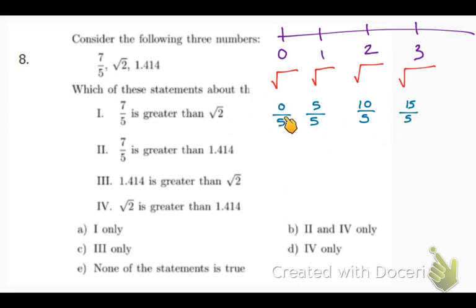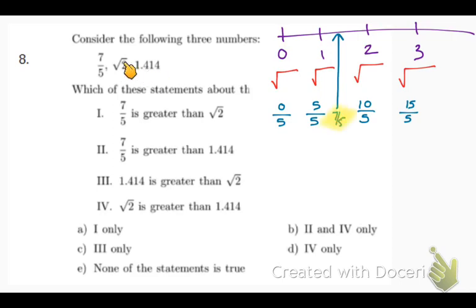So again, the reason I chose 5 as the denominator is because this fraction had a 5 in the denominator. So I'm just going to look at 7 over 5 with you guys. 7 over 5 would be somewhere in between 5 over 5 and 10 over 5, and it's a little closer to 5 over 5. So I'm going to say that 7 over 5 is right about here on the number line, 7 over 5.